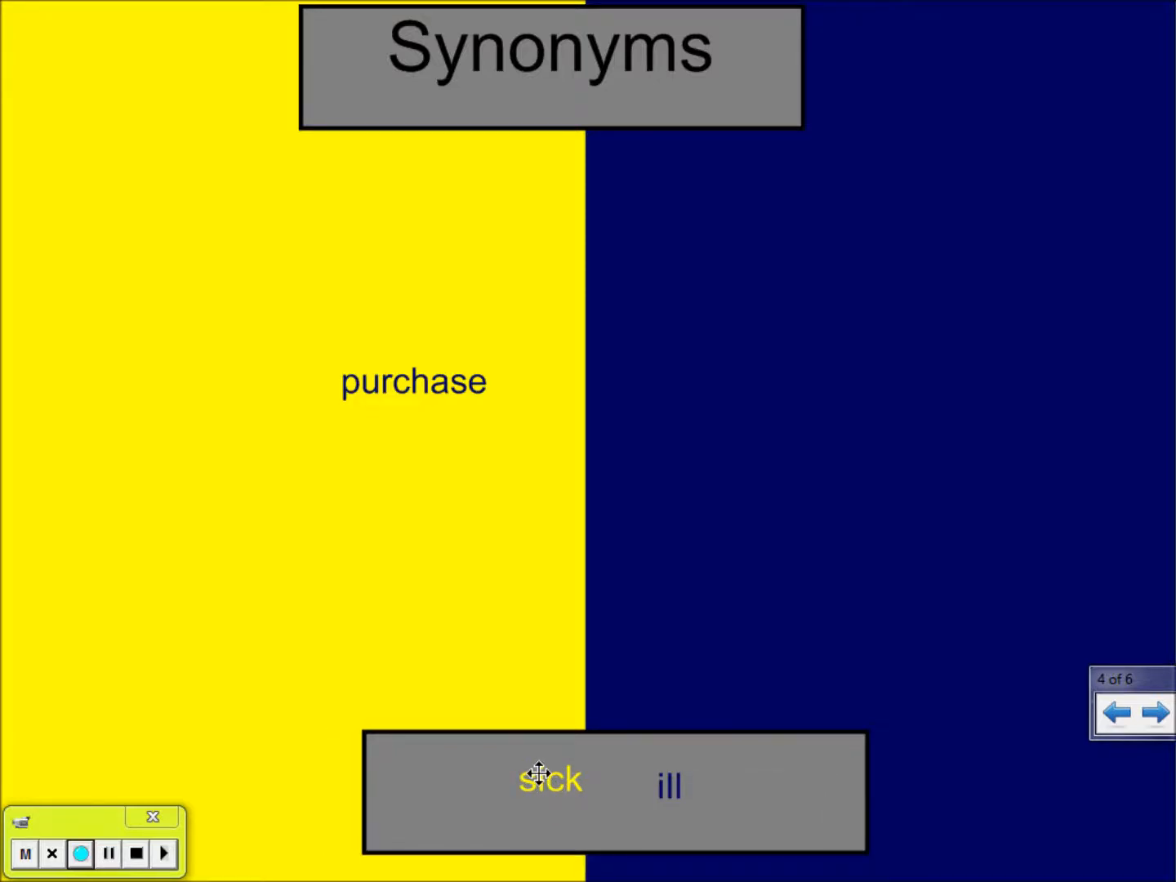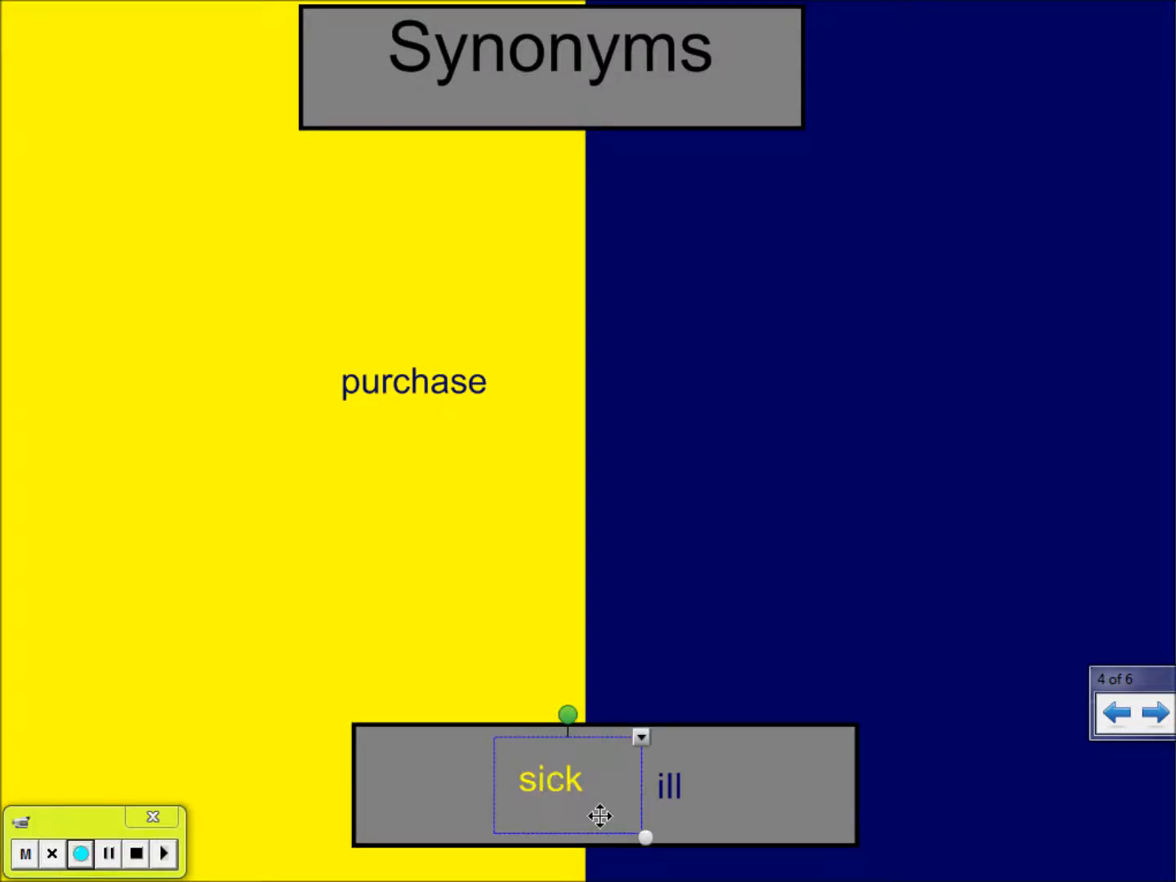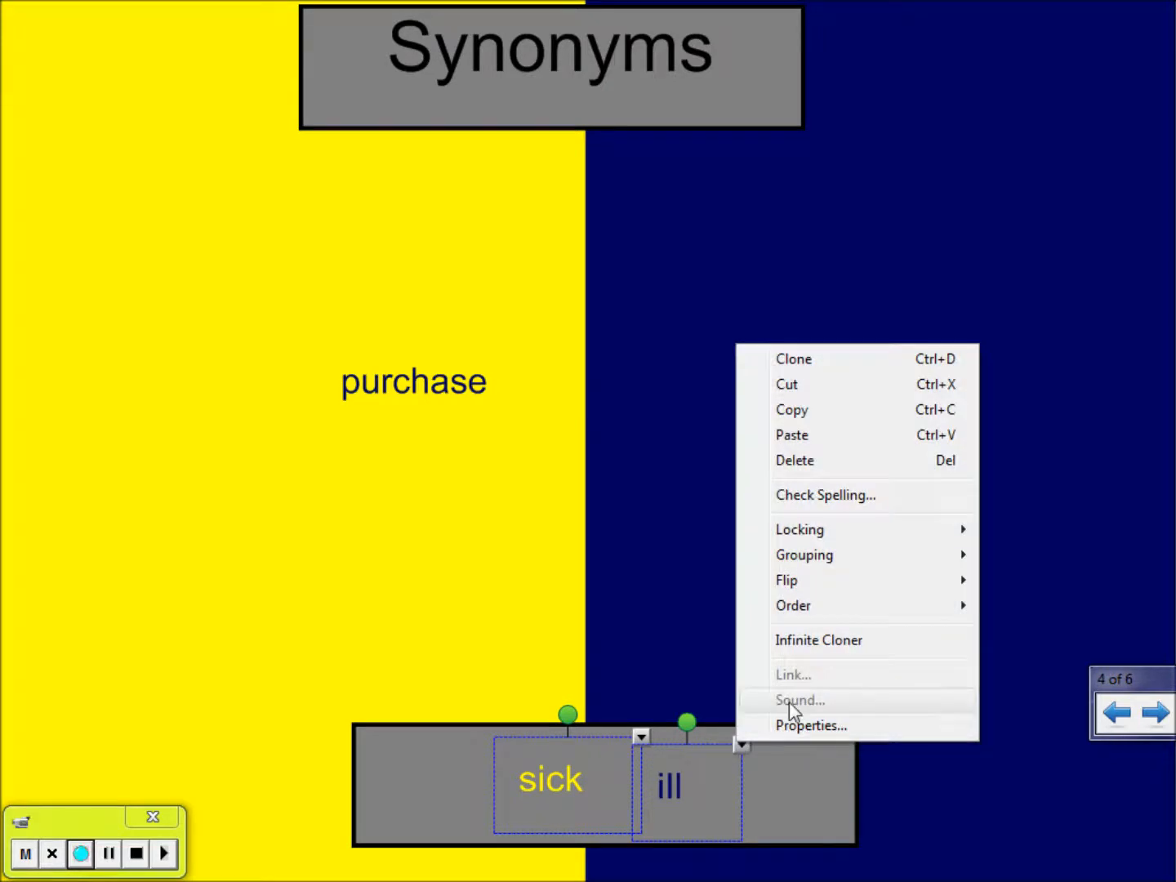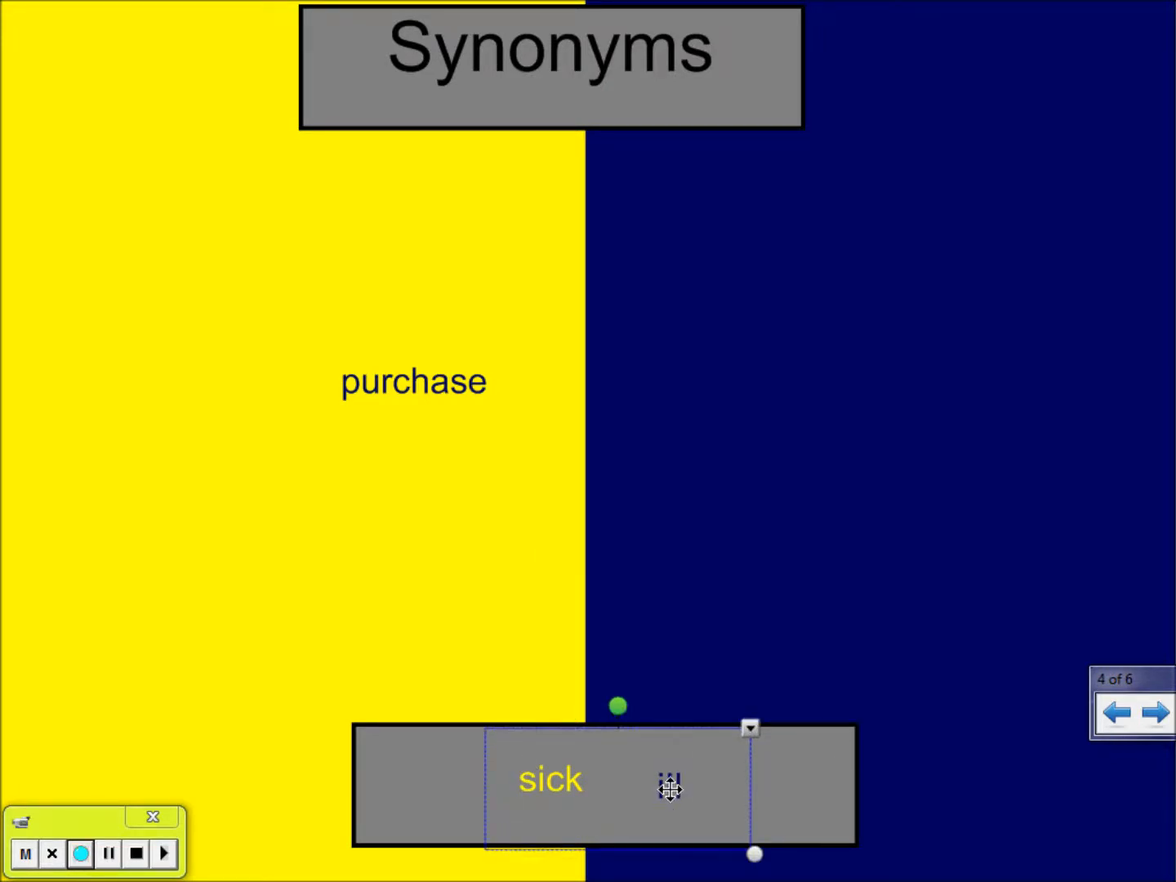So I'm going to lasso or highlight. What I'm doing this time is I'm clicking on the first word, I'm pushing my control button, and I'm going to push the second one. Now I can go to my drop-down menu, and I'm going to say group. I'm going to group those two together. I get my marching ants.